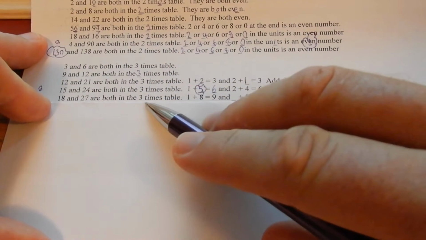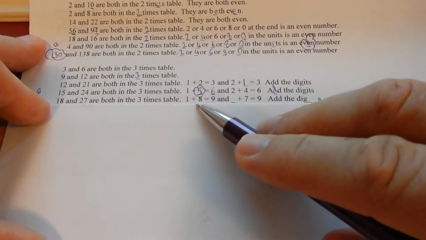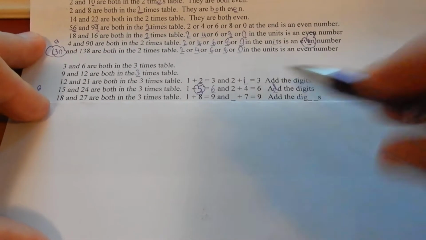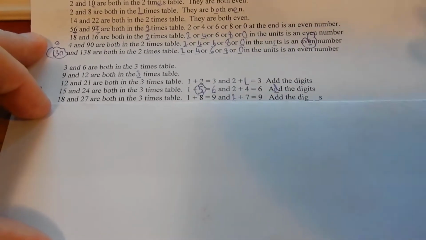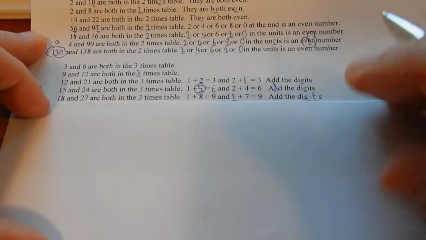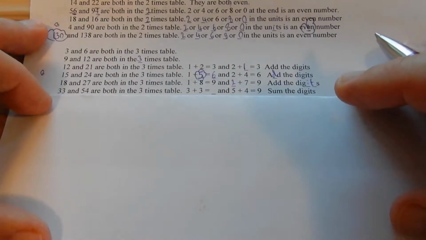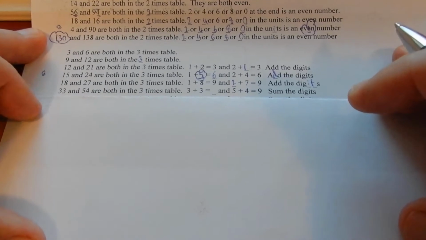18 and 27 are both in the 3 times table. 18 is 1 plus 8 is 9. 27 is 2 plus 7 equals 9. Add the digits. Add the digits to find if it's in the 3 times table.